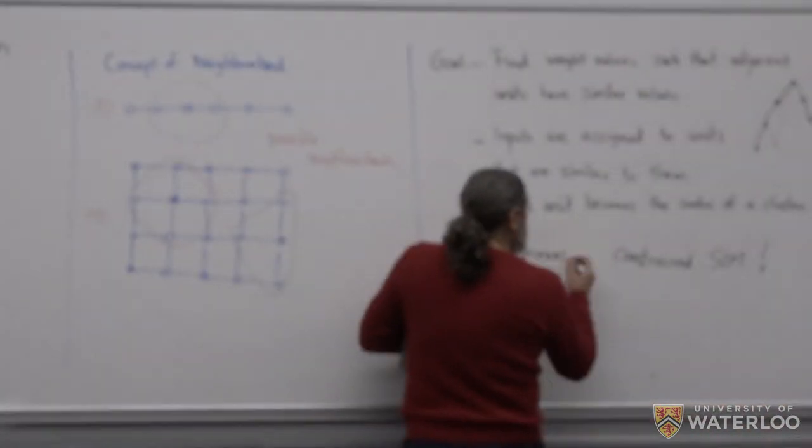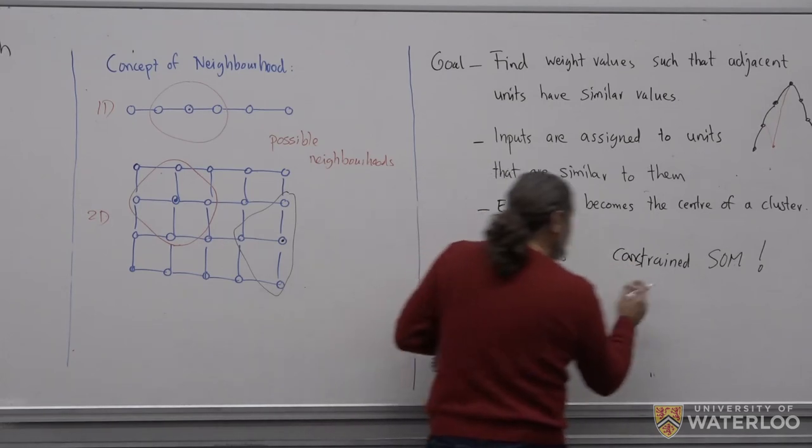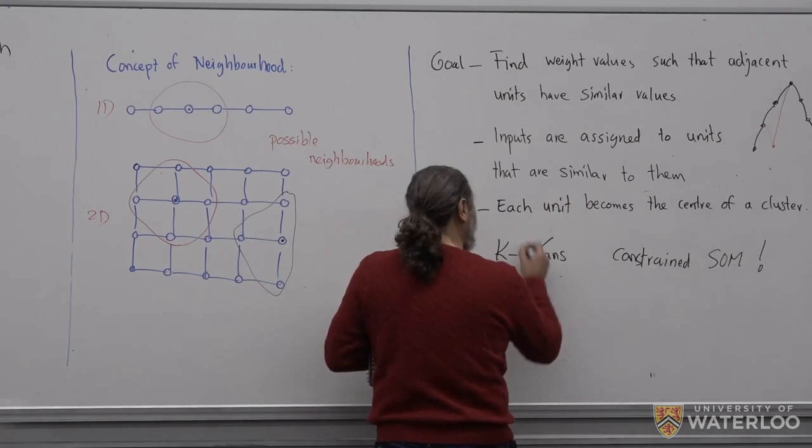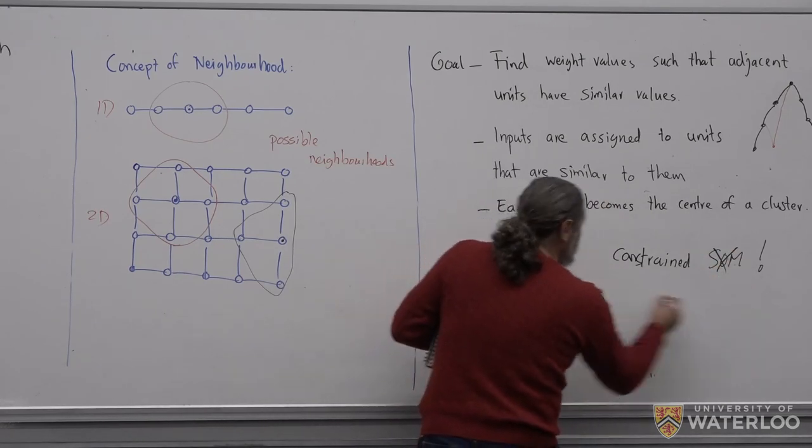So k-means, what is wrong with this? So SOM is constrained k-means.